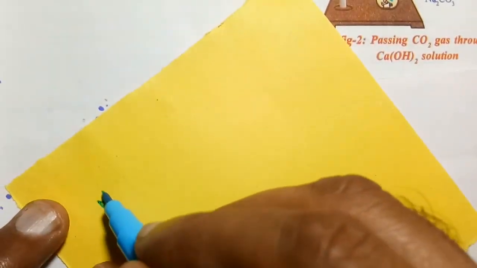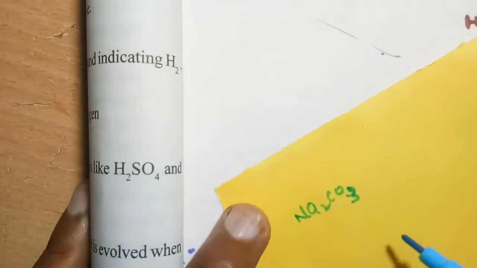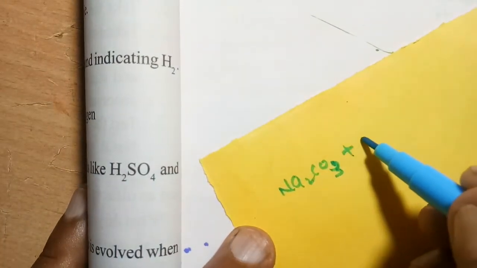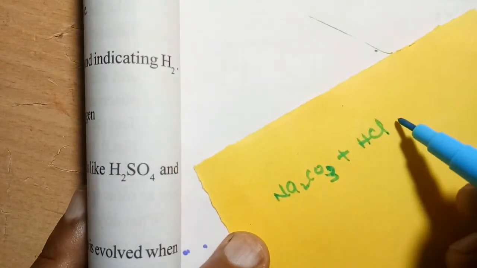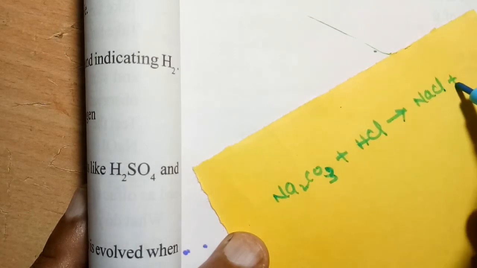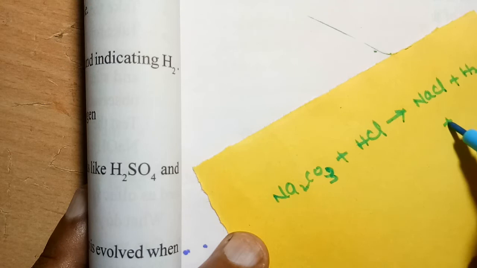Sodium carbonate, Na2CO3, reacts with HCl, hydrochloric acid. Whenever it reacts with HCl, what will we get? Sodium chloride, H2O, and CO2.